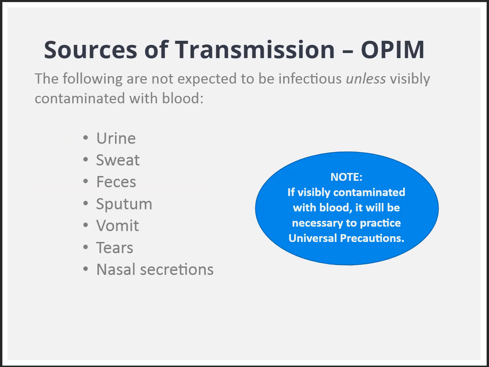The following are not expected to be infectious unless visibly contaminated with blood: urine, sweat, feces, sputum, vomit, tears, and nasal secretions. If visibly contaminated with blood, it will be necessary to practice universal precautions.